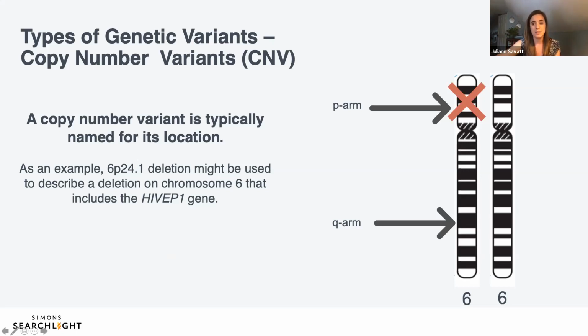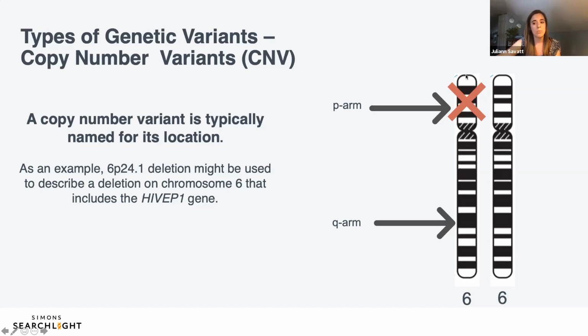The 6 tells us that this missing piece of genetic material is on one of this person's number 6 chromosomes. When we talk about chromosomes, we divide them into 2 parts, the P arm and the Q arm. The P arm is the shorter arm, the Q arm is the longer arm, and they're divided by this little pinch point here, what we call the centromere. So 6p just tells me we're on the smaller arm of chromosome 6.